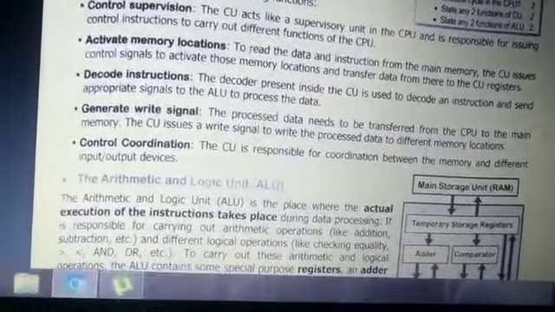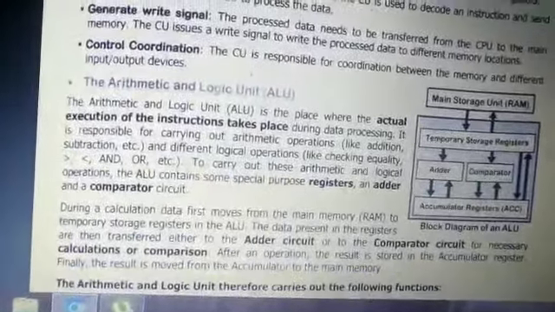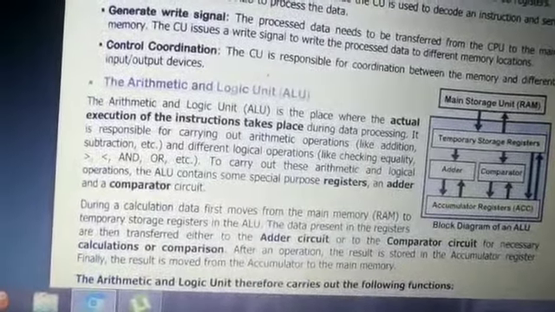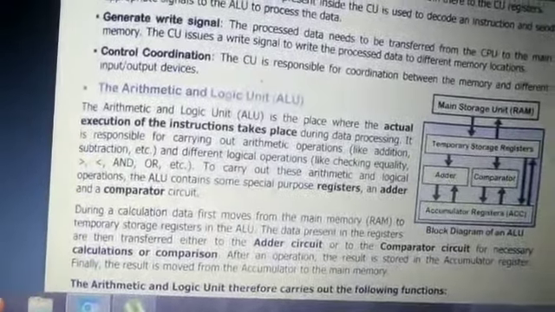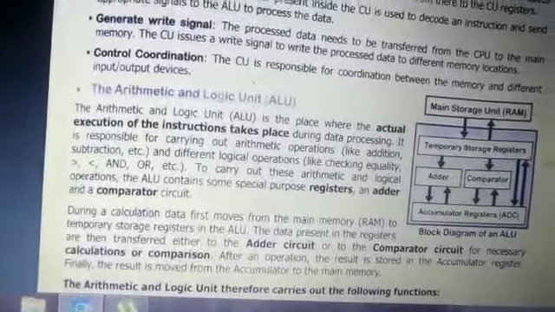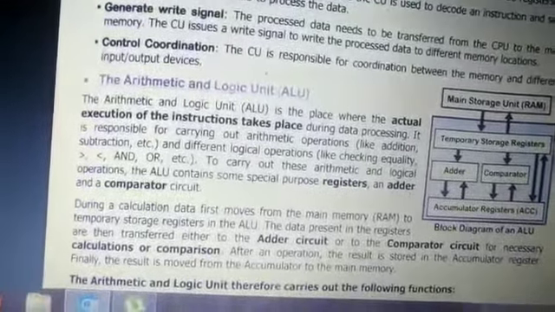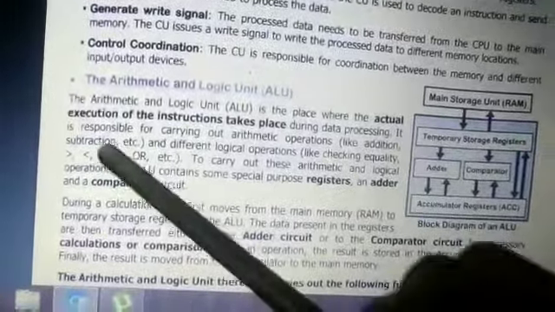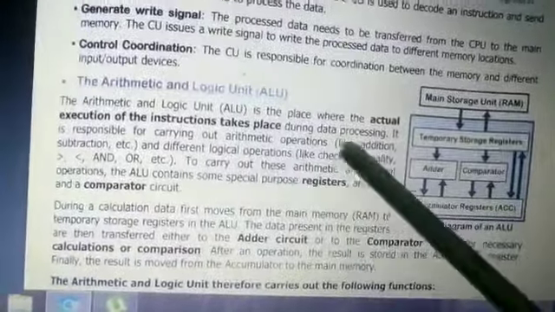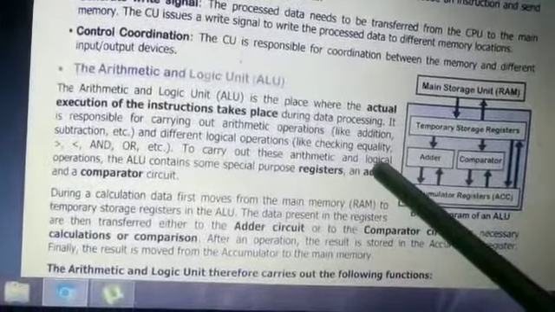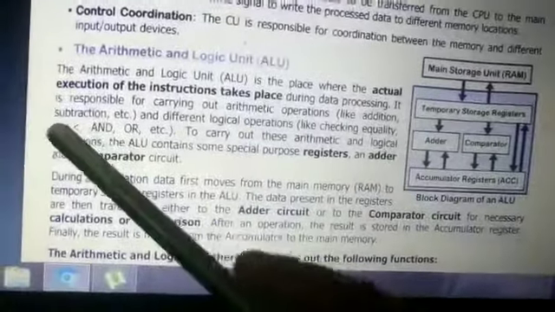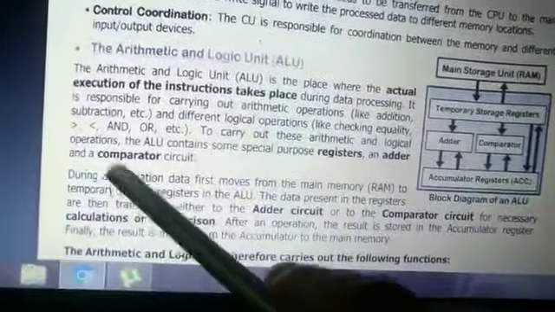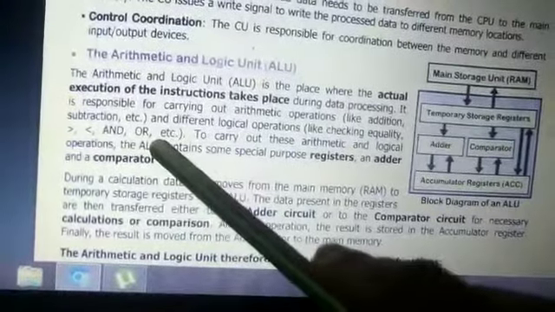Now come to the ALU, the arithmetic and logic unit. Here all the actual calculations, arithmetic or logical, take place during the processing of the information. So what kind of arithmetic operations take place here? Addition, subtraction, and logical operations, that is checking two operands, suppose A and B, whether both values are equal or not, whether A is greater than B, or B is less than A or not, and AND operation, OR operation, etc.